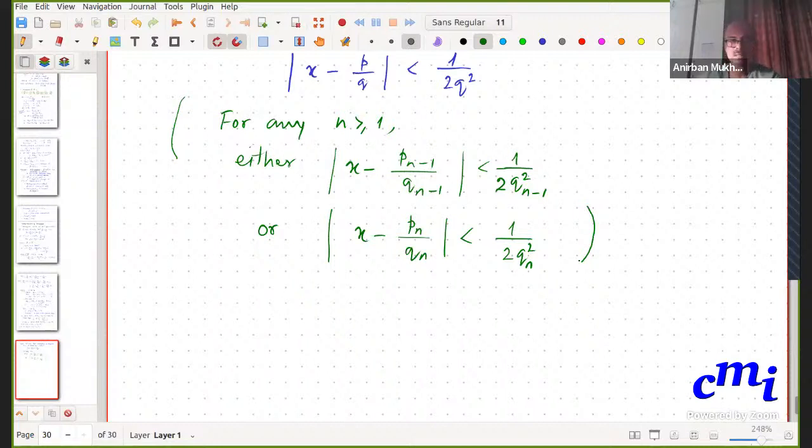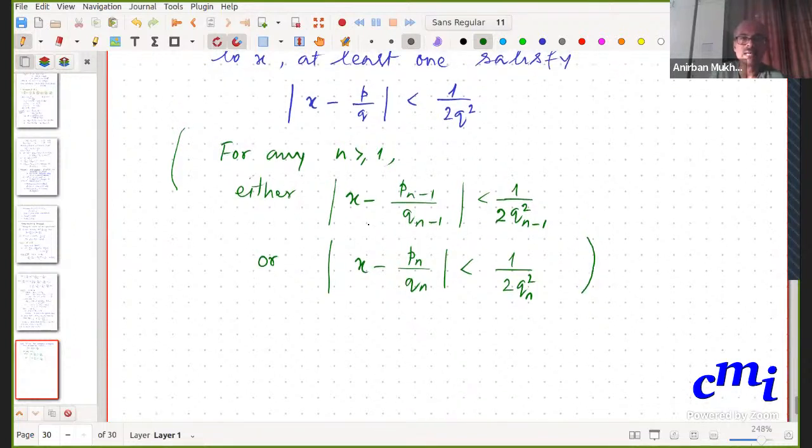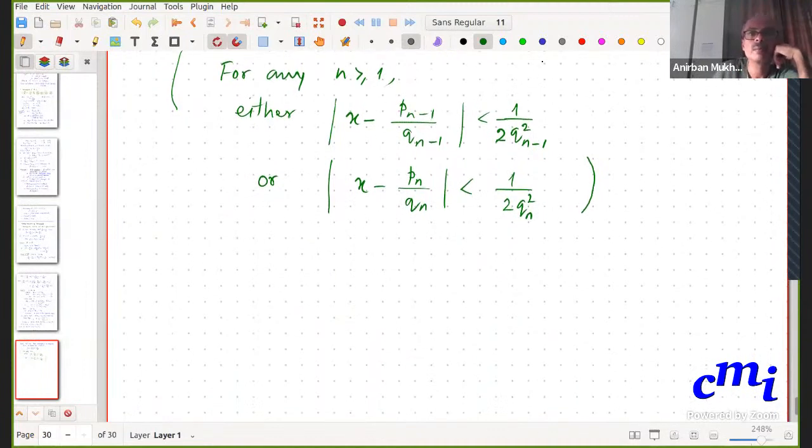So let's prove this. It's pretty quick. We already know that every convergent satisfies this 1 over Q square, but without the 2. So we are saying a little more. The same inequality without the 2 in the denominator on the right hand side is always true, but we are putting an extra 2 and saying that of any two consecutive convergents one must satisfy this. Let's try to prove that. Proof.